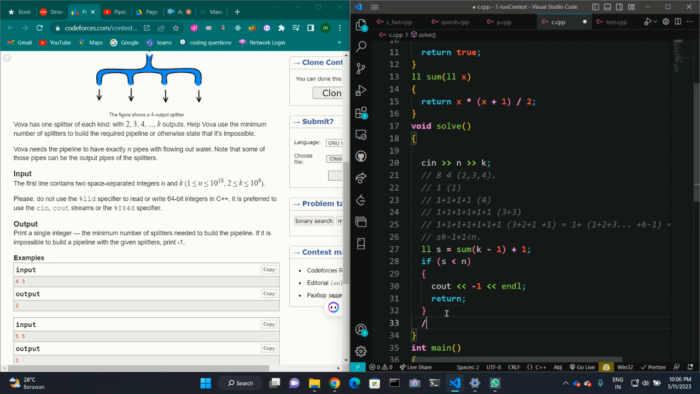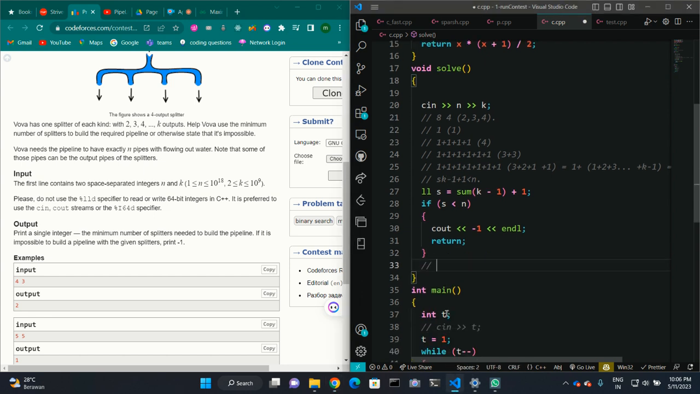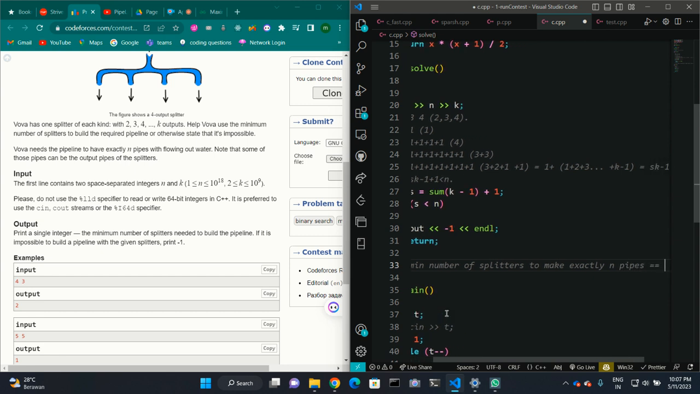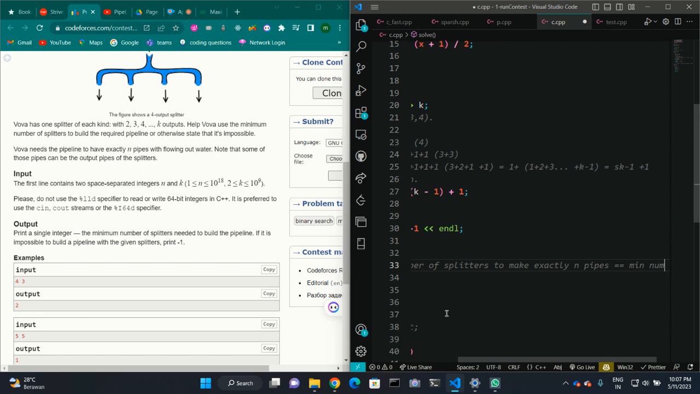First, I will make an argument. Minimum number of splitters to make exactly n pipes is equal to minimum number of splitters to make at least n pipes.